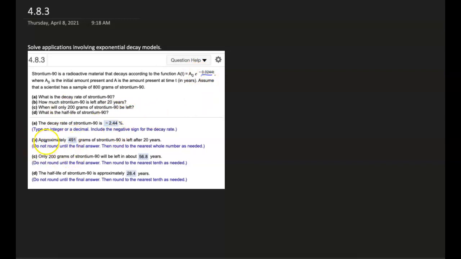Next, in part B, we're asked approximately how many grams of this element is left after 20 years. Now, to solve for that, what we would do is enter the information we know about this model. So let me do that here. So for instance, we know that the scientist has started with 800 grams. So the 800 grams is A sub 0, the initial value. So I can replace that with 800. e, of course, is the constant. And negative 0.0244t now makes our model.